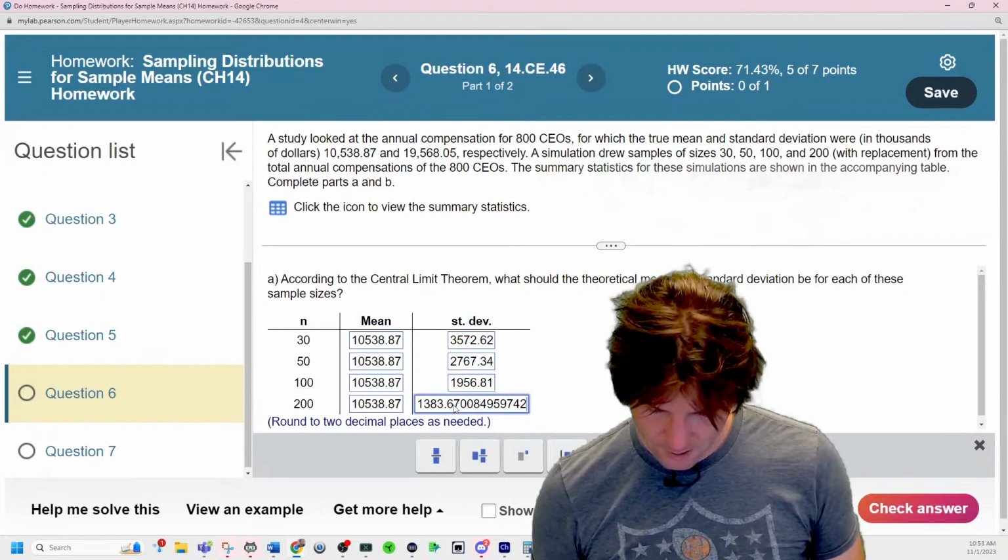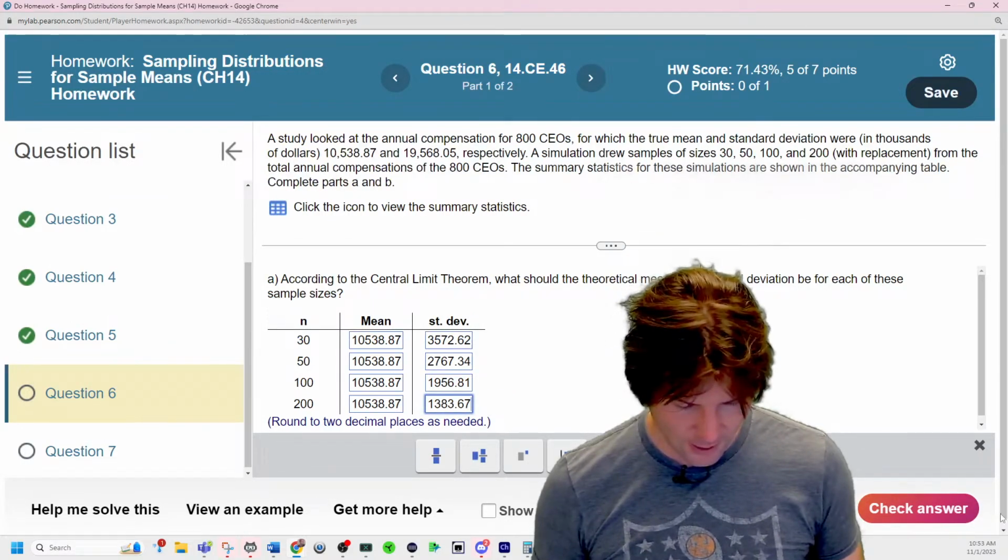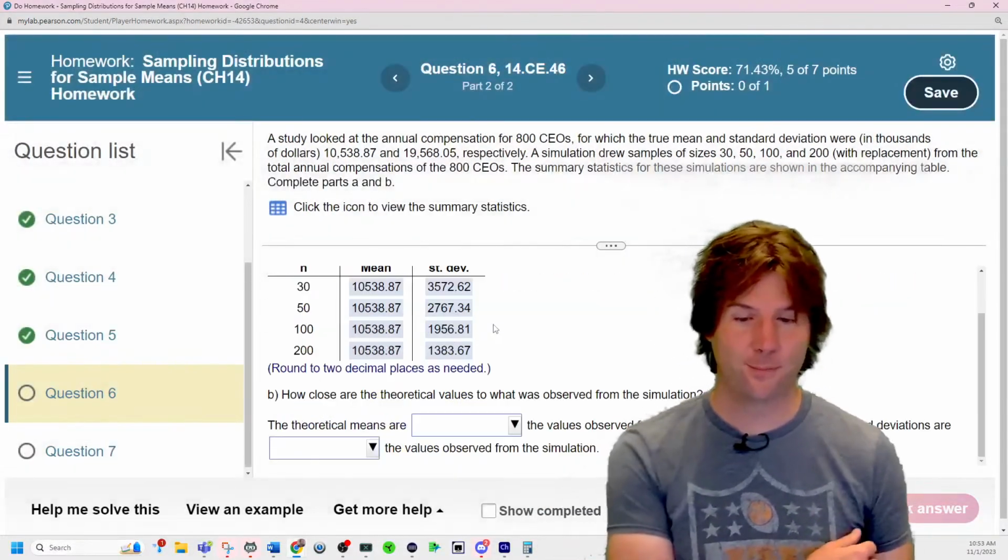There we go. Carry decimals. Solve, and we're good. There we go.